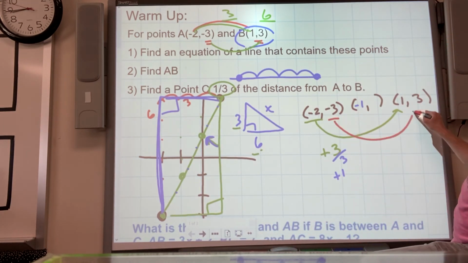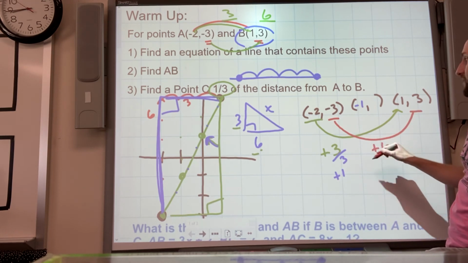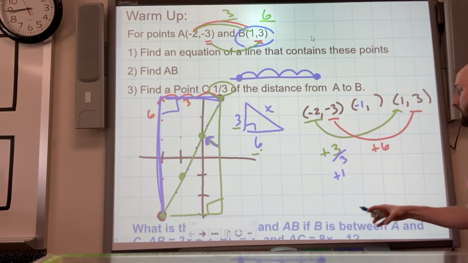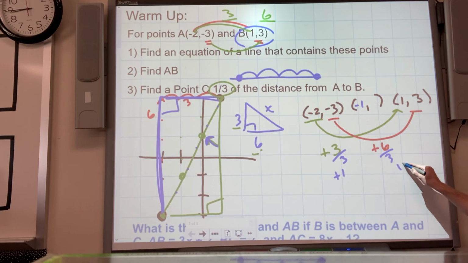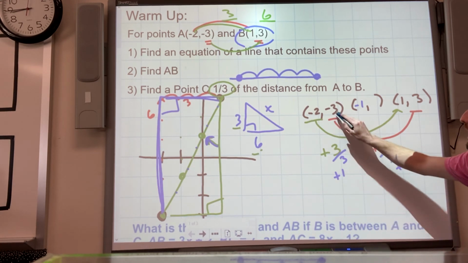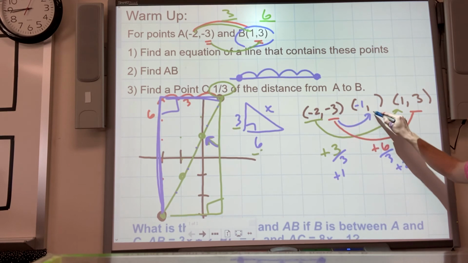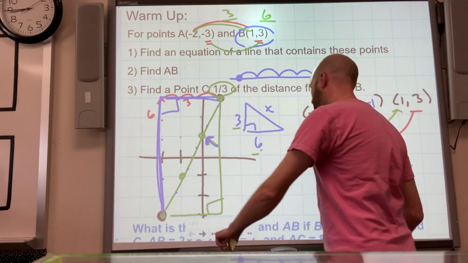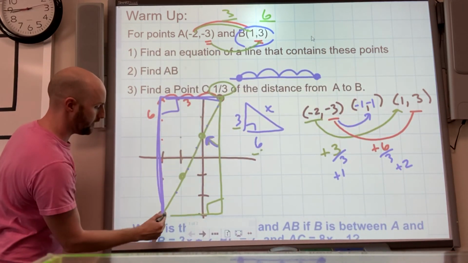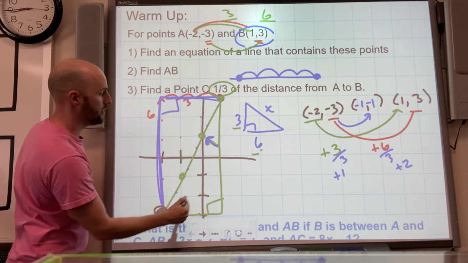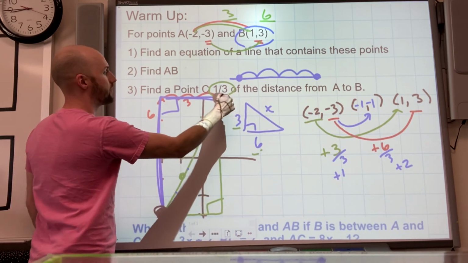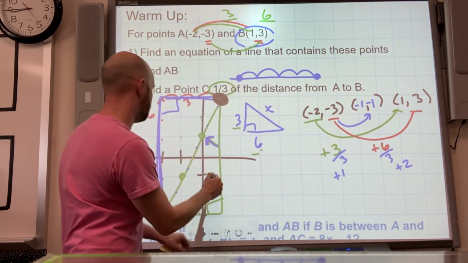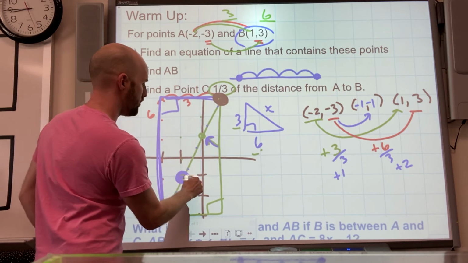Similarly, from y value to y value, it added 6. So from -3 to 3, we add 6, but I only want to go 1/3 of that distance. So dividing that into thirds means I'm only going to go plus 2. So -3 plus 2 happens to also be -1, just by coincidence. And so on our graph, I'm going to highlight for you the original 2 points, -2, -3 and 1, 3, and they asked, what is 1/3 of the way? 1/3 of the way we said was -1, -1. That's this point right here.